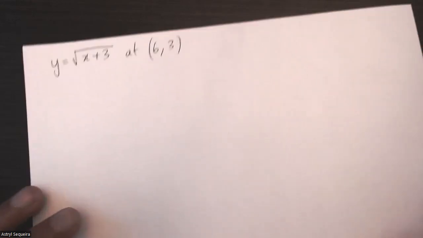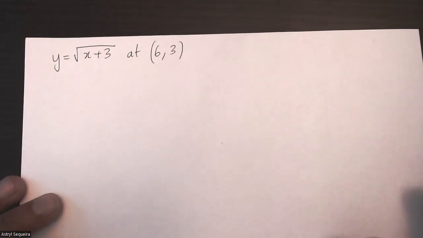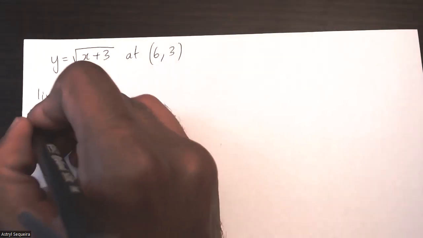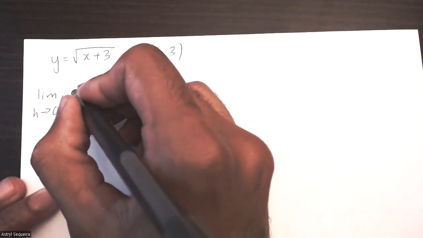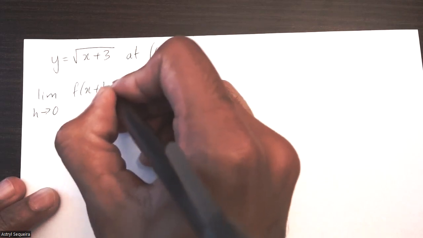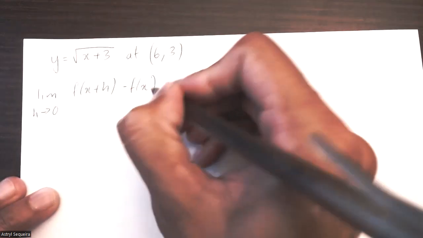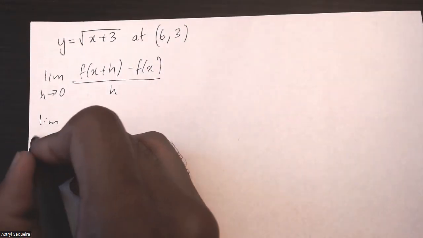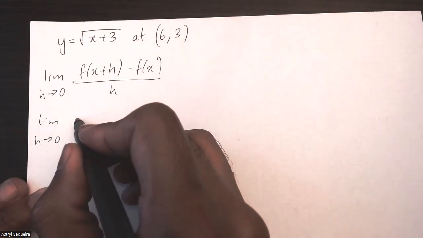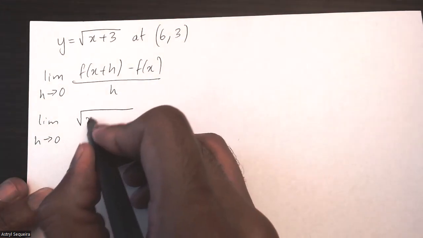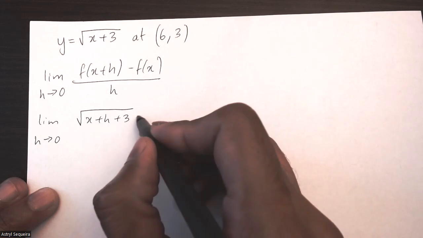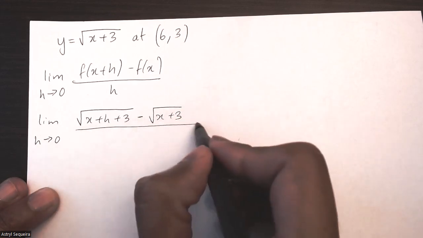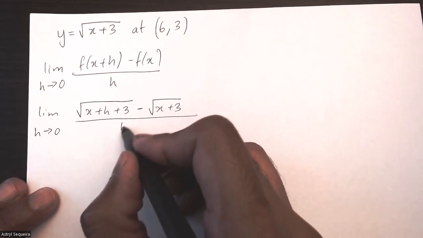The second example is for a square root function. So similar process, but the middle steps will be slightly different. Let's get into it. So we have the limit as h approaches 0 of f of x plus h minus f of x, divided by h. I'll sub into this equation. So this is going to be square root of x plus h plus 3 minus square root of x plus 3, divided by h.